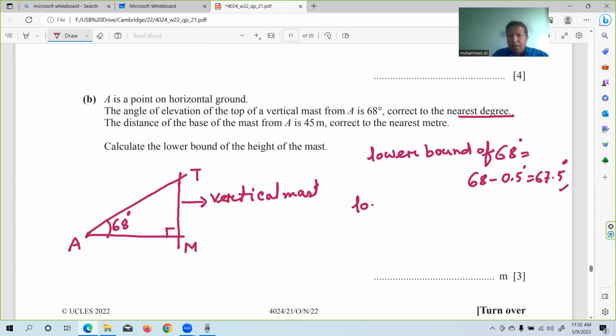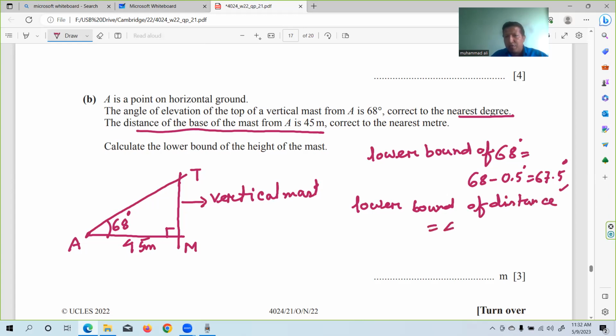And the lower bound of the distance of the base from the mast. This is 45 meters. So the lower bound of this distance equals 45 meters minus 0.5 meters. That means it will be 44.5 meters.